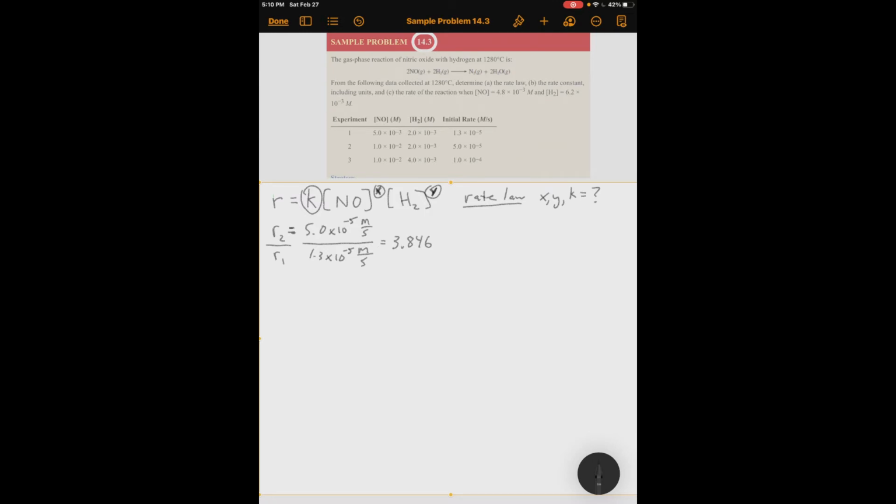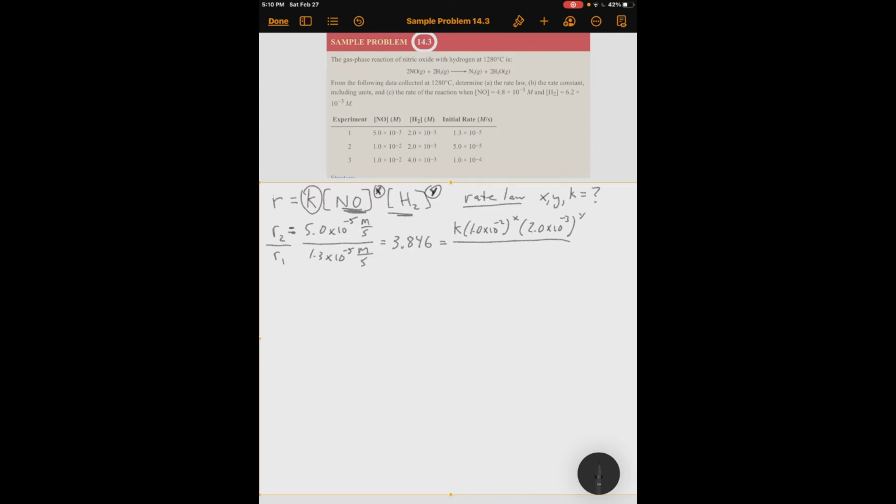Now, the rate law says that R is equal to K times the concentration of NO. So for experiment 2, the concentration of NO is 1.0 times 10 to the negative 2, and then that's raised to the X. We don't know what X is. Times the concentration of H2. Where am I getting this? I'm getting it here, and then I'm looking at the numbers up above. 2.0 times 10 to the minus 3, and then that's raised to the Y. I left the units out of there just to make this a little bit easier to look at to the eye. Otherwise, it gets so busy in here.